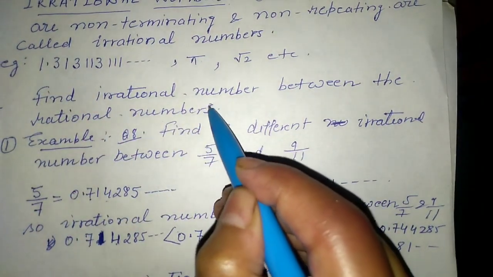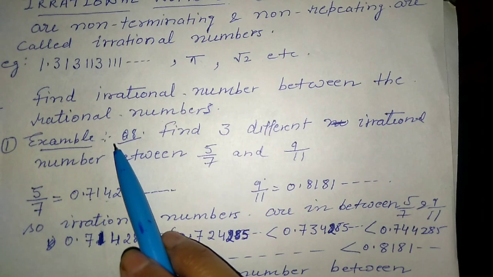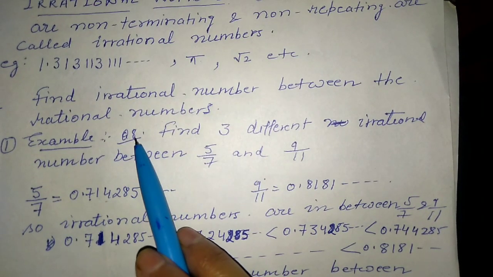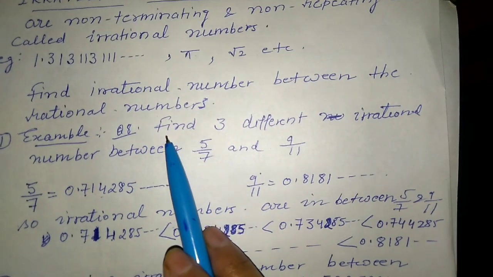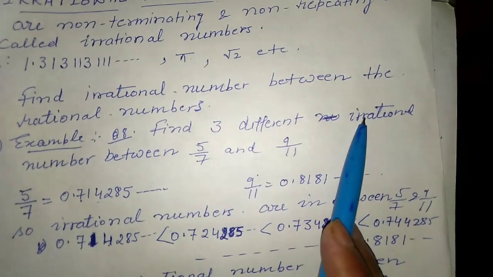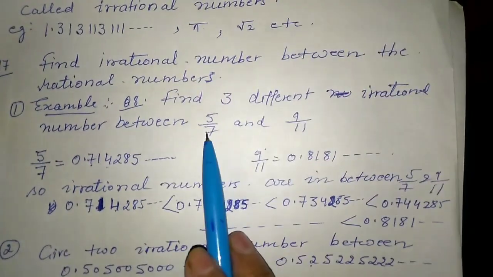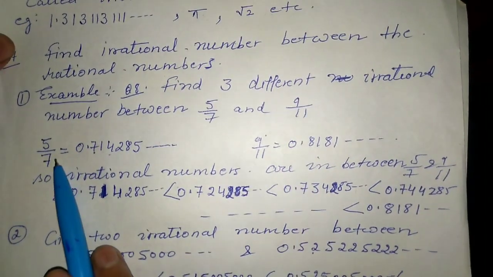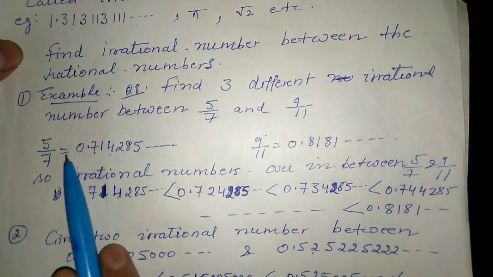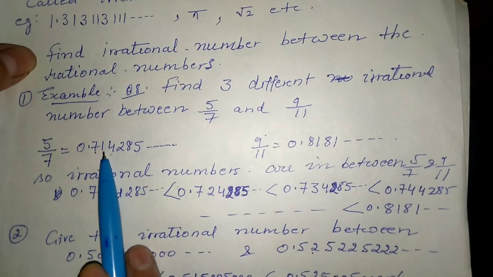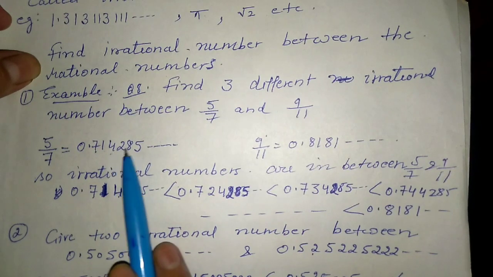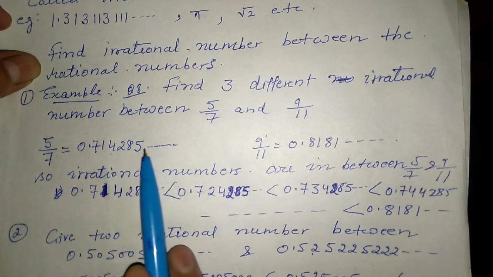numbers. So for example, I am explaining from the exercise, question number 8 from exercise 1.3. We have the question: find 3 different irrational numbers between 5 upon 7 and 9 upon 11. So what we do first is divide this 5 upon 7. When we divide, we will get an irrational number. This is an irrational number because this is non-terminating and non-repeating.